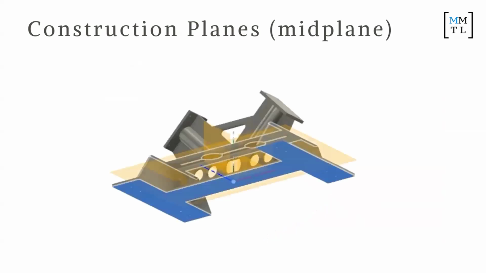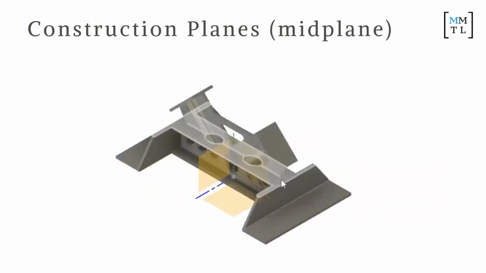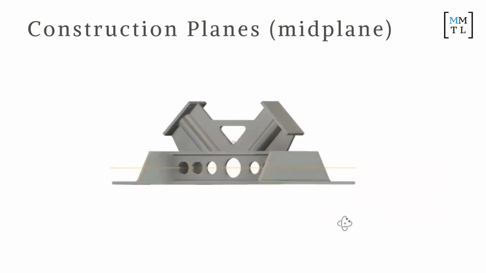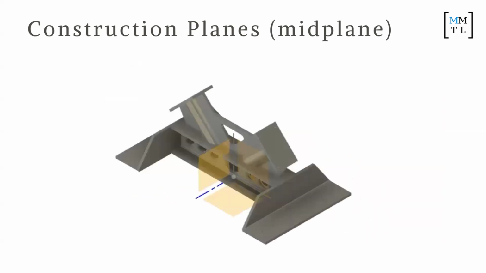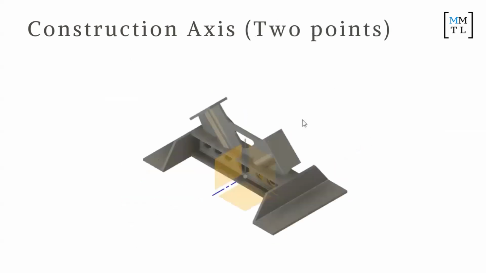Another good one is midplane. So if you want to select between 2 faces, it'll create a construction plane in the middle. This might be useful later on when we want to get a cross section of some areas. And there's also construction axes that we're going to use, especially for revolve later on. That might be useful. And construction axes between 2 points.